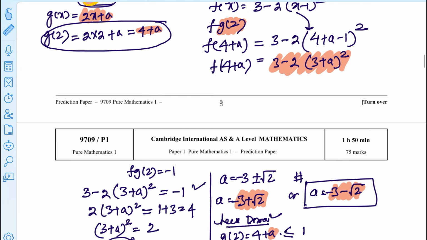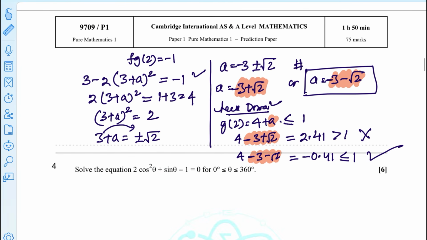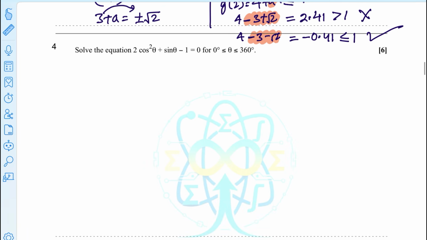Okay, so if you feel that I'm going very fast, try to pause the video and learn what I'm trying to say. Okay, so question number 4. What is given? Solve these equations. In this question, you can see 2 cos squared theta plus sin theta minus 1 equals 0. And we know that whenever you try to solve any equation, try to keep the trigonometric ratio exactly the same, the same kind.